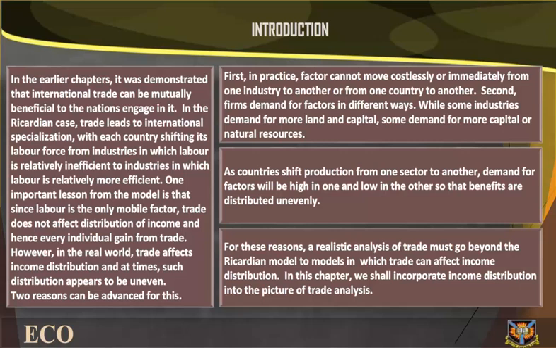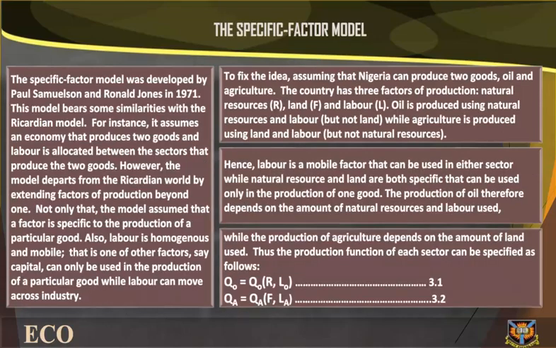For these reasons, a realistic analysis of trade must go beyond the Ricardian model to models in which trade can affect income distribution. In this chapter, we shall incorporate income distribution into the picture of trade analysis. The specific factor model. The specific factor model was developed by Paul Samuelson and Ronald Jones in 1971. This model bears some similarities with the Ricardian model.